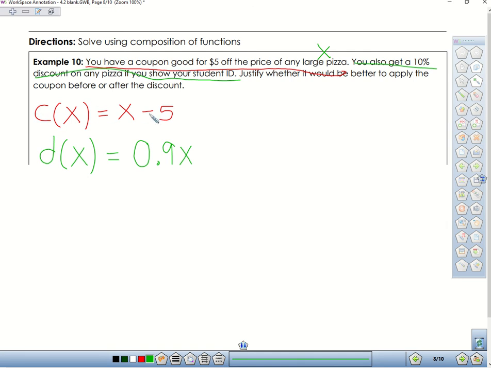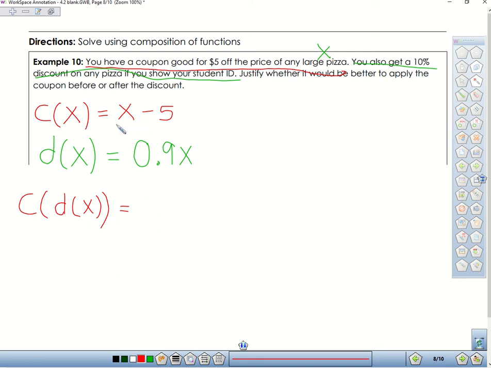So, C of x represents the cost of the pizza after the $5 coupon, and D of x represents the cost of the pizza after a 10% off discount. So it says justify whether it would be better to apply the coupon before or after the discount. So let's say that we do C of D of x. So we have to compose these two functions. So we applied the discount and then we do the coupon basically.